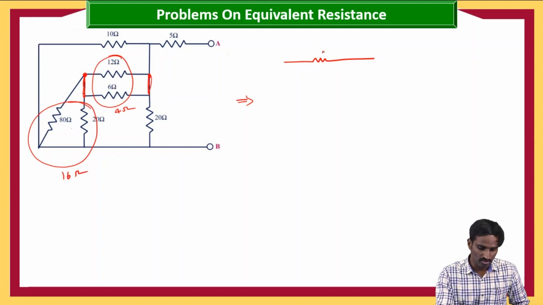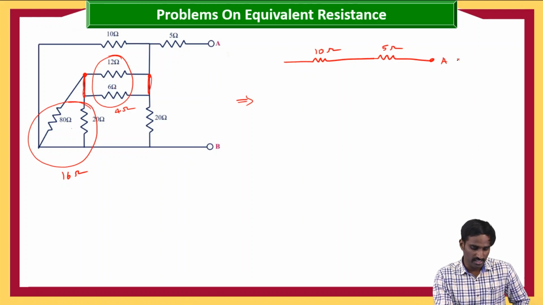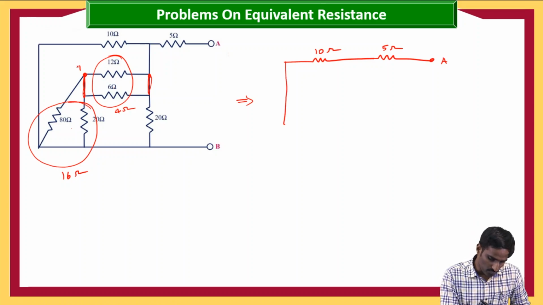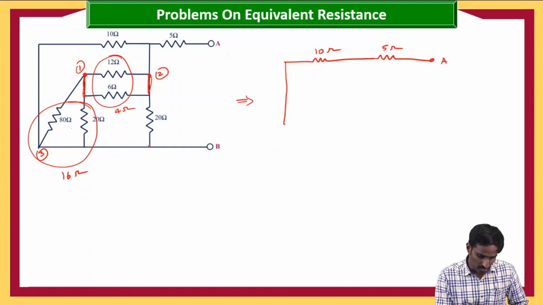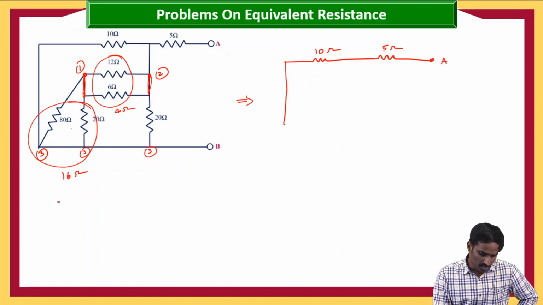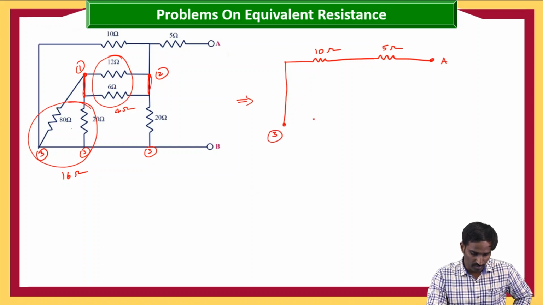So then how to draw this reduced network? 10 ohms is as it is, and here 5 ohms is as it is, and of course the point A is as it is. Let us consider here the first terminal, here the second terminal, and here the third terminal, right? Up to here it is terminal 3 only, here also 3 and here also 3, because these all are connecting to the same terminal. So in between 1 and 3 you must replace one equivalent circuit. Here let us consider 3, and again one more 1.